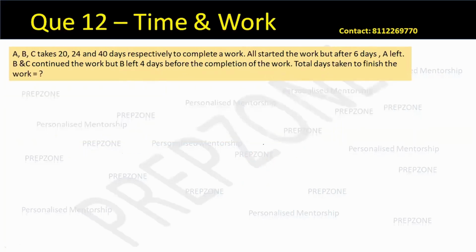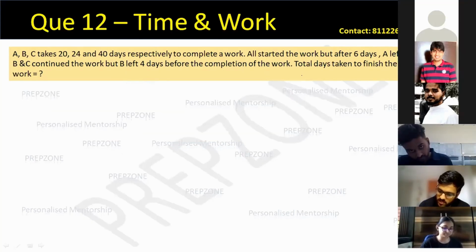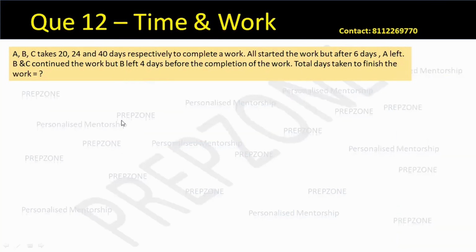Next question. Okay, sir, got it. So let's see this question. Exactly the same method is what we are going to apply. So the first step is total work. Total work will be what? LCM of 20, 24, 40.